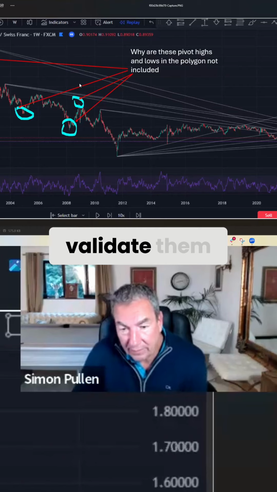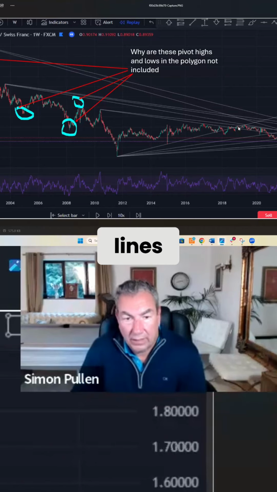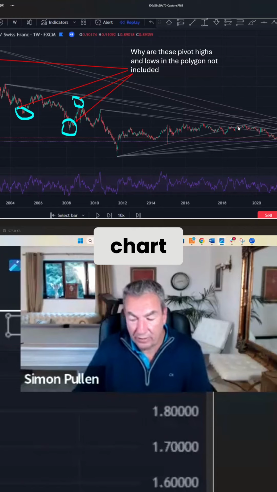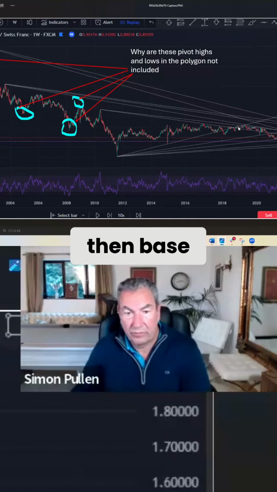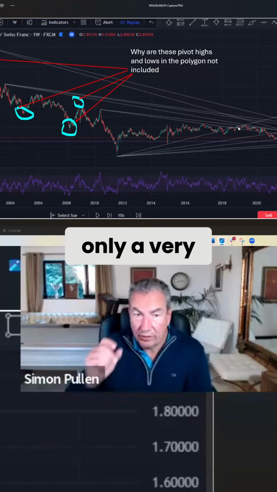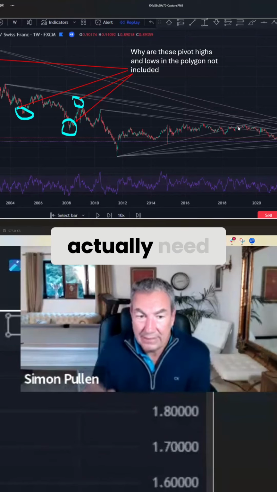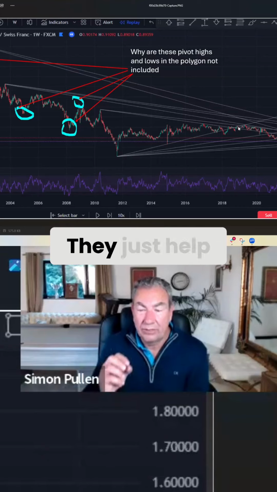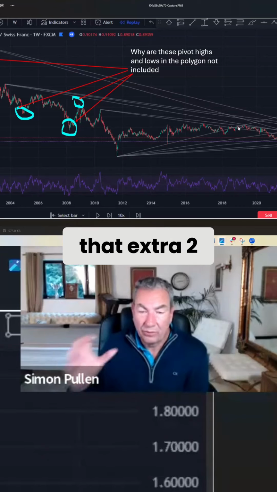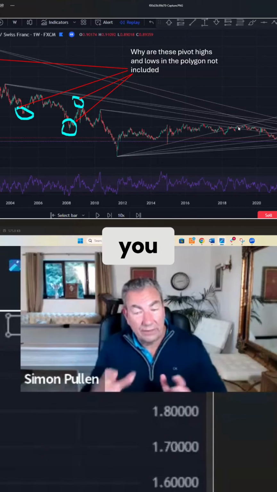But always validate them. They're only there to help you. They're not there to show how clever you are at drawing lines. They're there to actually be in your chart so that you can then base trading decisions around them a little bit. They're only there to help you, and they're only a very small portion of this strategy. You don't actually need them to make money. They just help get that extra 2-3% in your account that you would not have if you didn't have them here.